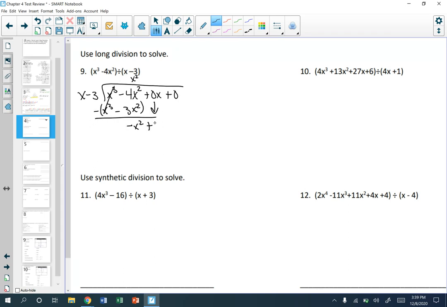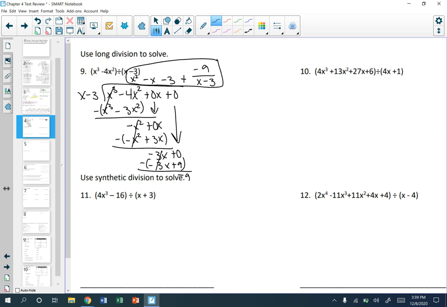Now I'm going to bring down my 0x. How do I get to negative x squared? I need to multiply by negative x. So I get negative x squared plus 3x. I subtract, my x squareds cancel, and I'm left with negative 3x. Again, bring down your 0. How do I get to negative 3x? Well, I need a negative 3. Subtract, and I have a remainder of negative 9. So that I'm going to add to the top and put over my divisor, remember. My final answer is right there.